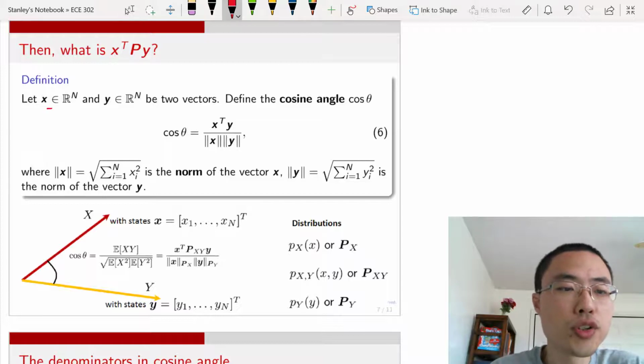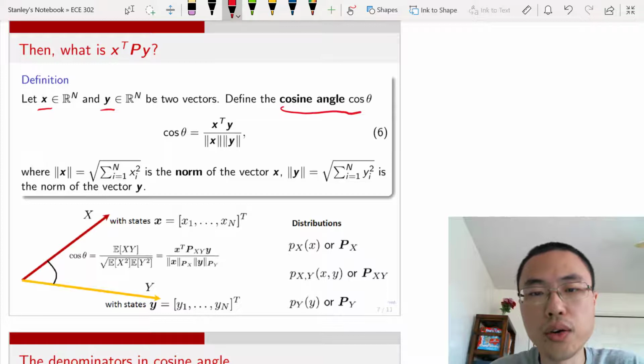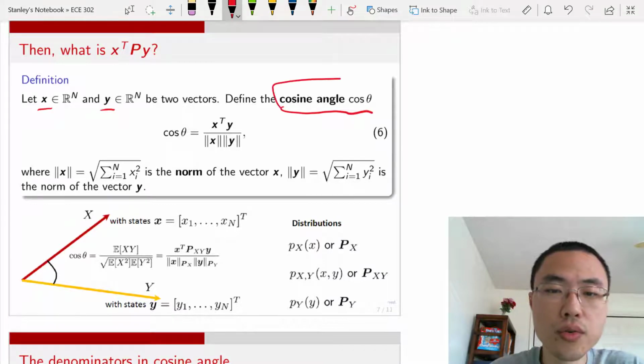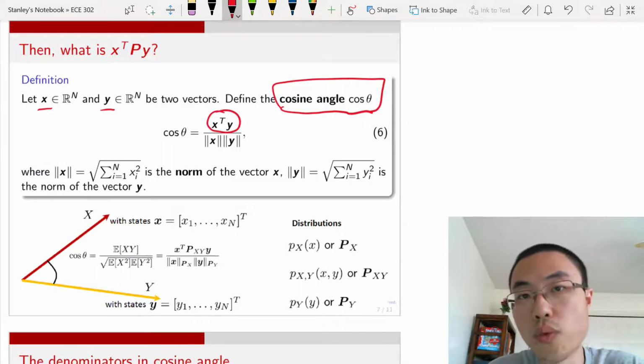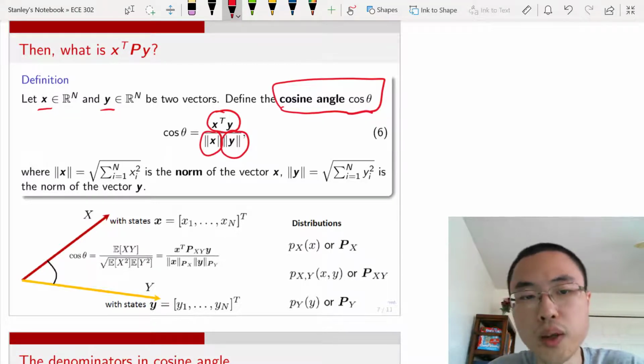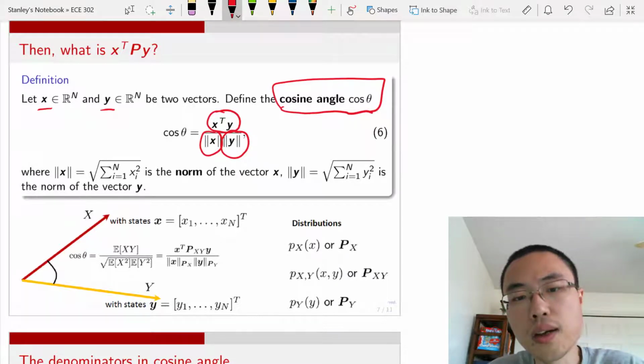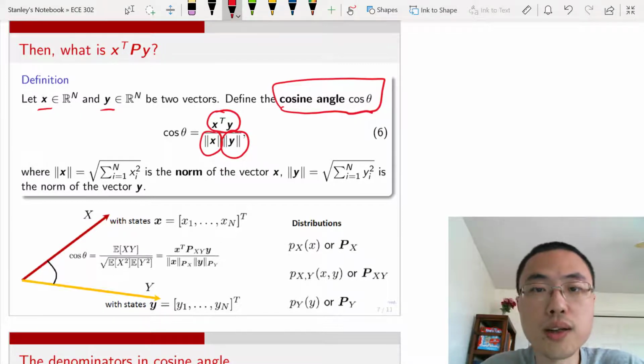If you have two vectors x and y, you can define a thing called the cosine angle, cosine theta. This cosine angle is defined as the ratio between the inner product of x and y, x transpose y, divided by the norm of x and the norm of y. The norm of x is just the square root of the sum of squares. The norm of y is the sum of squares, and take the square root.